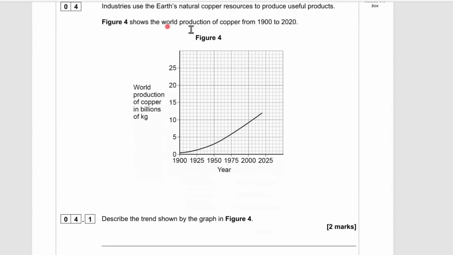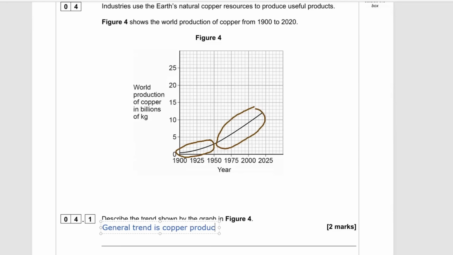Okay, question 4. Industries use the Earth's natural copper resources to produce useful products. Figure 4 shows the world production of copper from 1900 to 2020, world production of copper in billions of kilograms and years along the bottom. Describe the trend. So let's have a look at this line here, right, folks? Now it's 2 marks. If it was just 1 mark, we just need to say production of copper goes up over the years and or over time, and that will get you the general trend mark. So the general trend will get you 1 mark if you just say the production of copper has increased. Copper has increased over time, and that is the general trend.